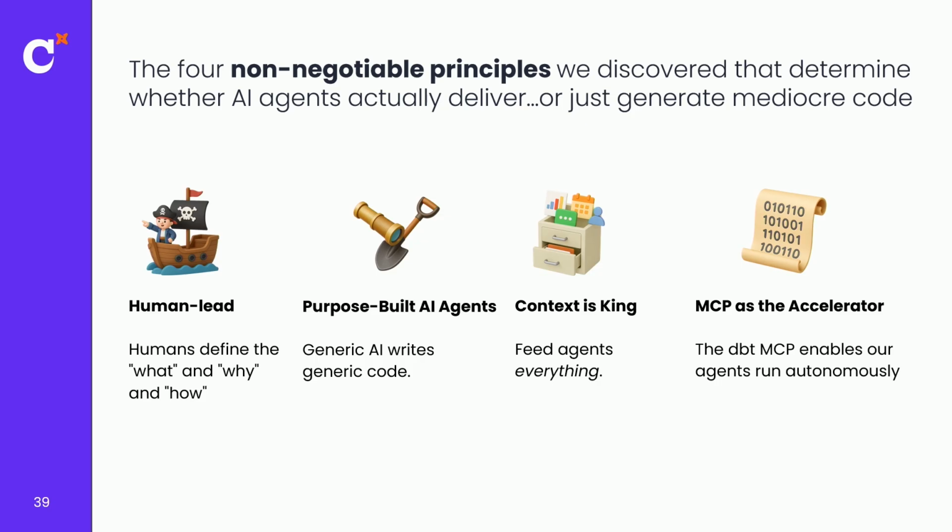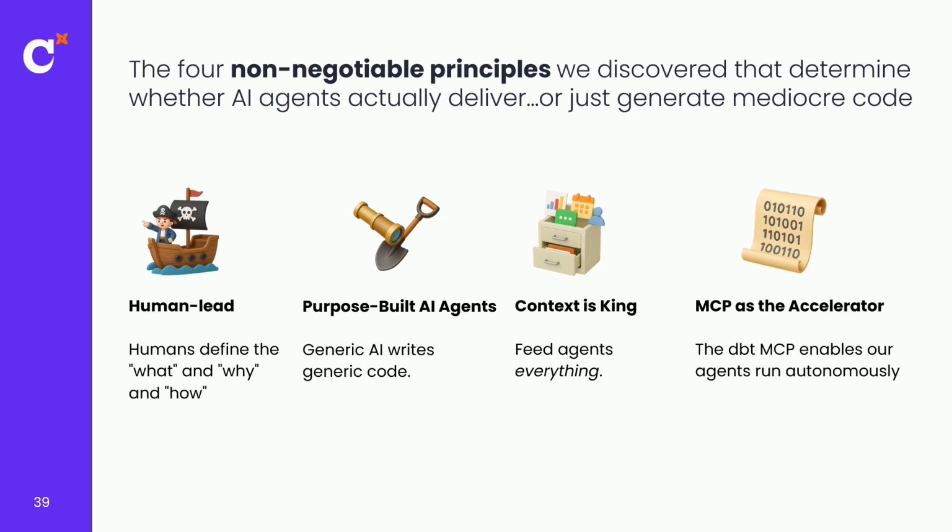Purpose-built agents. As you saw, we have our whole team of agents that mirror the roles on our everyday teams. And so we truly do believe that if you just use generic AI, you're going to get generic code. We don't want generic code. I'm sure your organizations don't want generic code either.